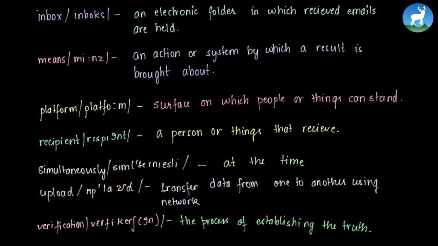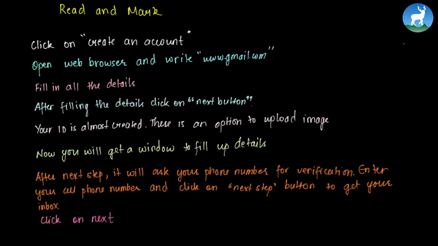Next we have to read the sentences and mark them in order. So here are 8 sentences and we need to mark them in correct order to create an account in Gmail. So here we begin. First we go thoroughly through all the steps. Click on create an account button. So this should come towards the beginning of the order. Open web browser and write www.gmail.com. This must be our first step.